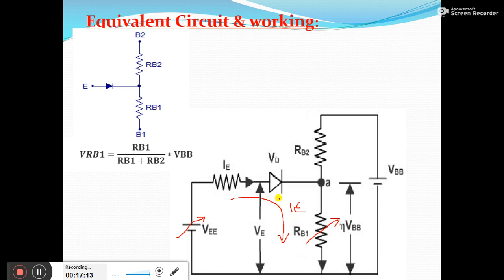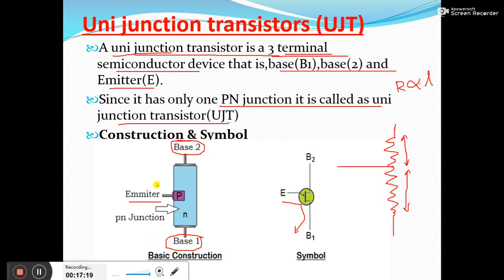Now you can expect a question: why doesn't the current IE flow through RB2? You can see here, since the current is flowing from emitter to base 1, why doesn't it flow to base 2? Because remember, we have applied a potential VBB in this fashion, that is, base 2 is made positive with respect to base 1.